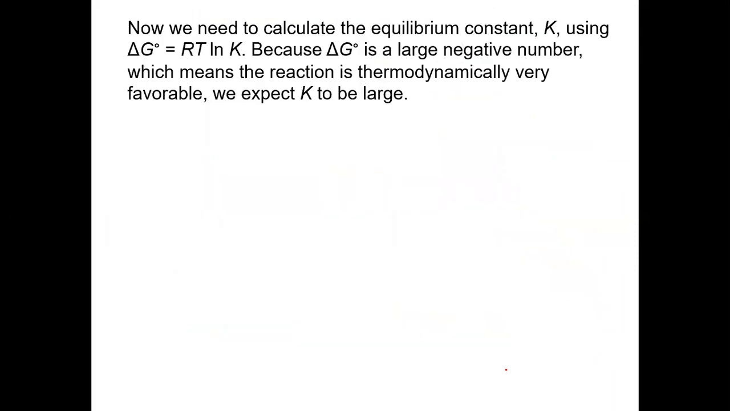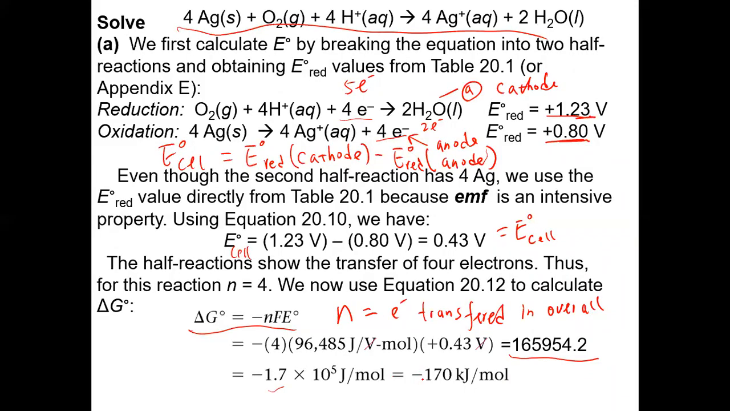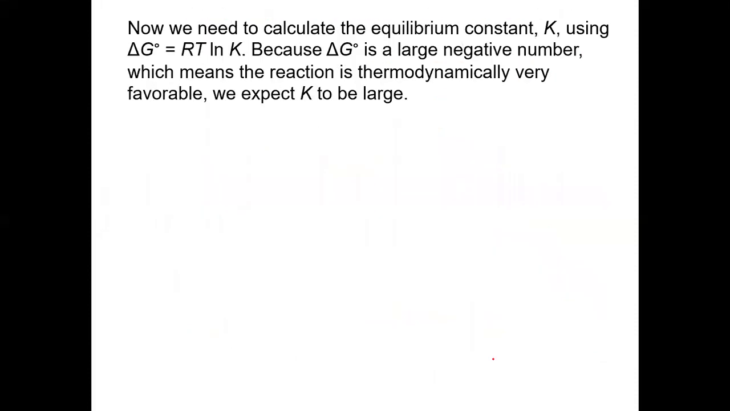So we know our K to be a very large number, because our delta G is a very large negative number. Okay, you have different equations you can use to calculate this K. This is one they use in the textbook, and you can obviously use the other one.